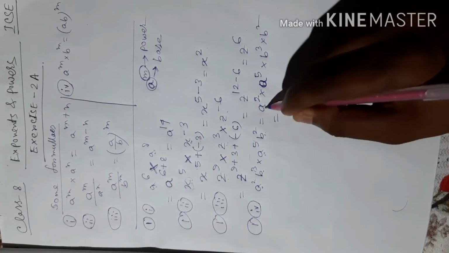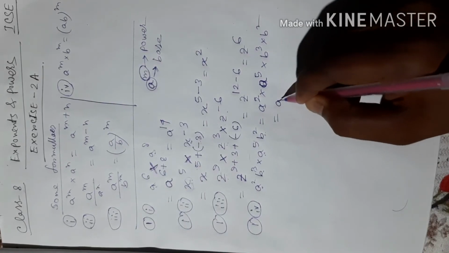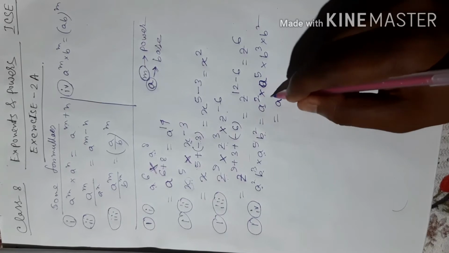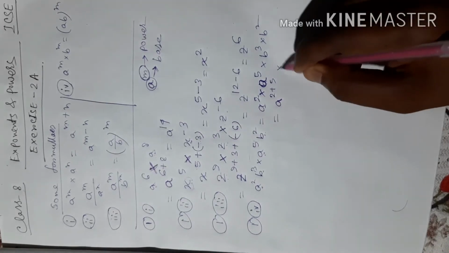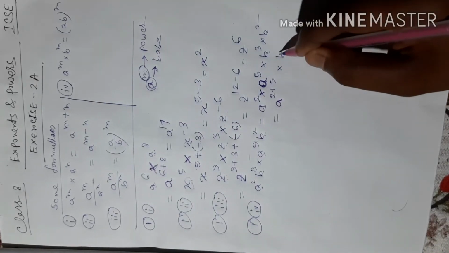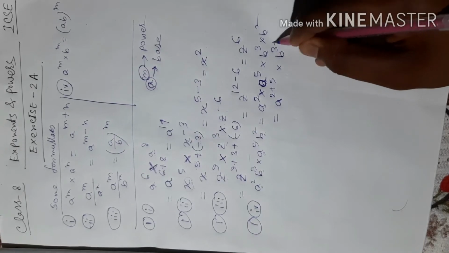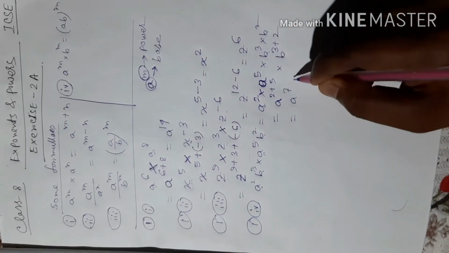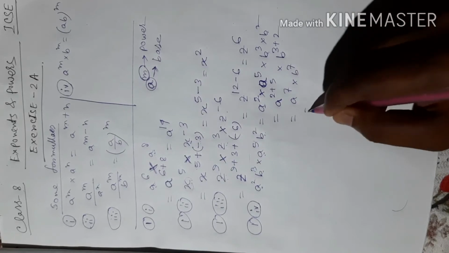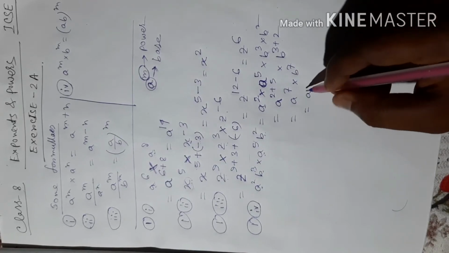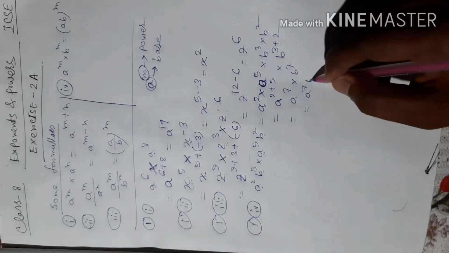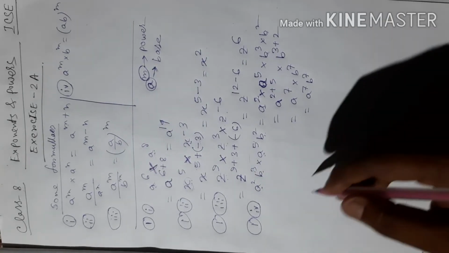So similar base, so one base must be written and the power must be added. Same base, power added. So the answer is a to the power 7 into b to the power 7. Answer is a to the power 7 b to the power 7. Okay, next.